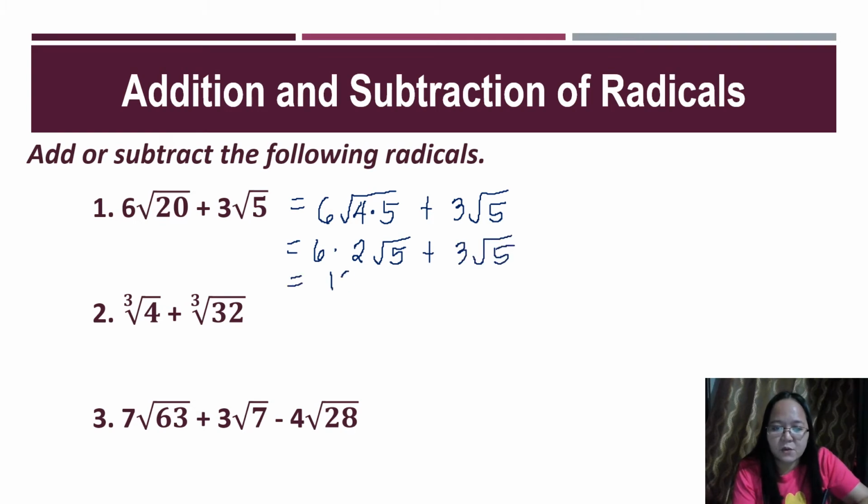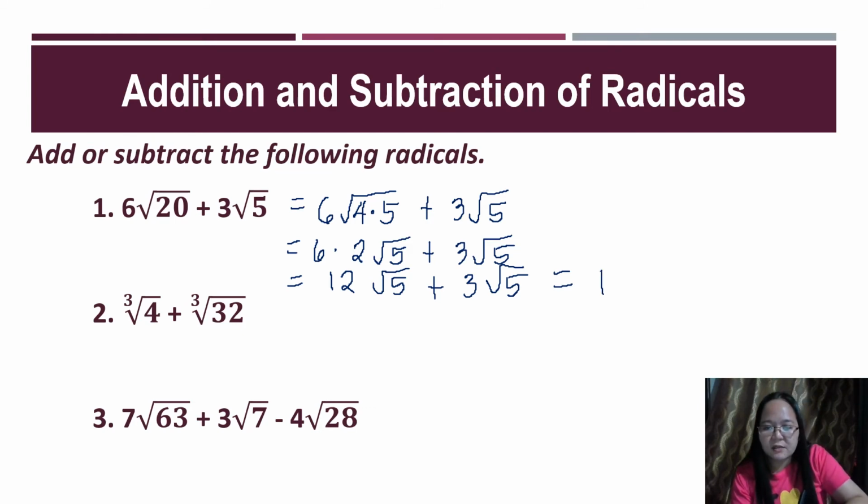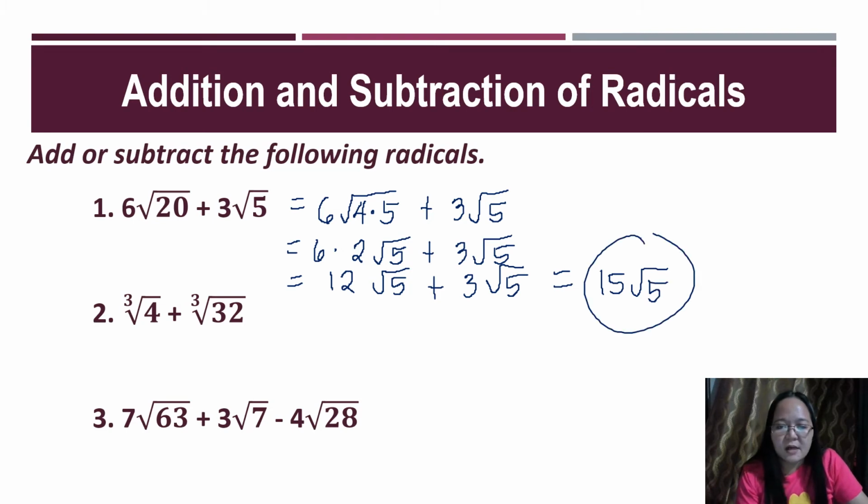Simplifying this, we have 12 square root of 5 plus 3 square root of 5. So we have 12 plus 3 is 15, and then copy square root of 5. This will be our final answer. Let's now have number 2. Cube root of 4 plus cube root of 32.